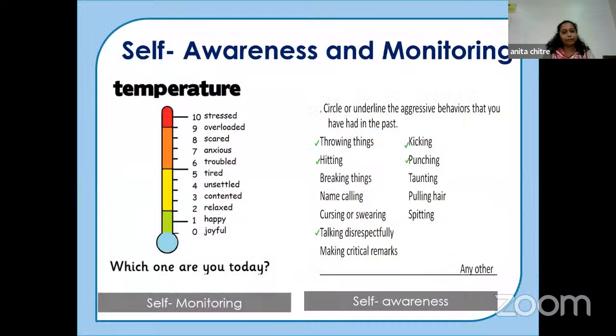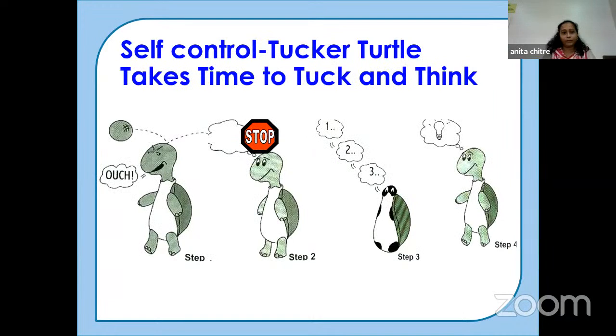One is self-awareness and monitoring. So you ask them, which one are you today? How do you feel? Or circle or underline the aggressive behavior that you had in the past. So both self-awareness and monitoring become an important part of the therapy. So this is Tucker Turtle. It's an easily available thing on the net.